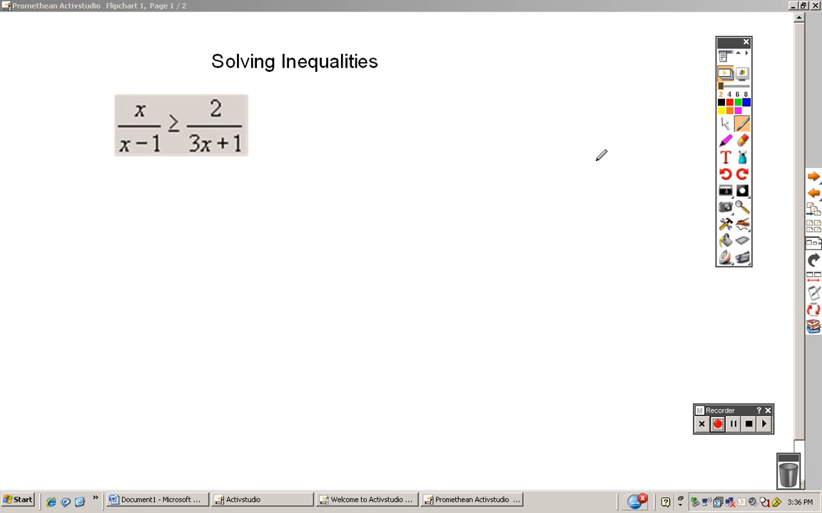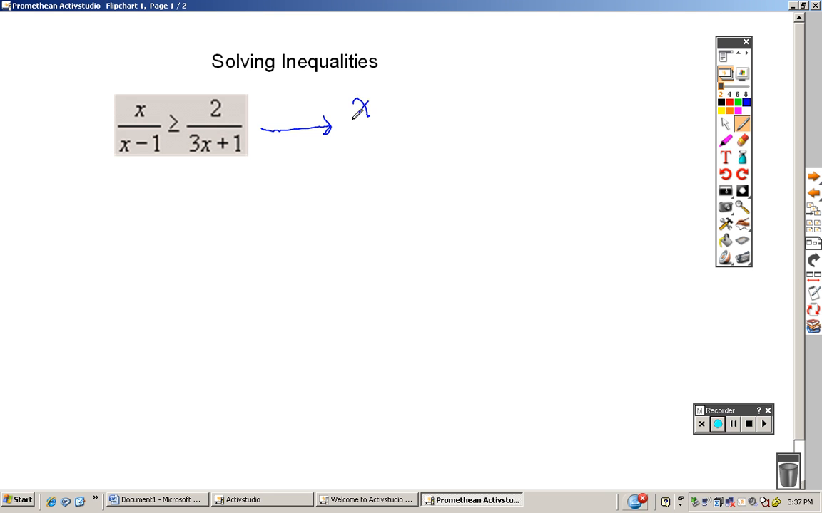All right, so we're going to solve this inequality. The temptation is to cross multiply, but of course you cannot cross multiply. The reason is you don't know if the 3x plus 1 or the x minus 1 is a positive or a negative value. And with an inequality, if you're multiplying by a negative, you would have to switch the sign. So the best we can do, and I'm just going to go over here, is subtract.